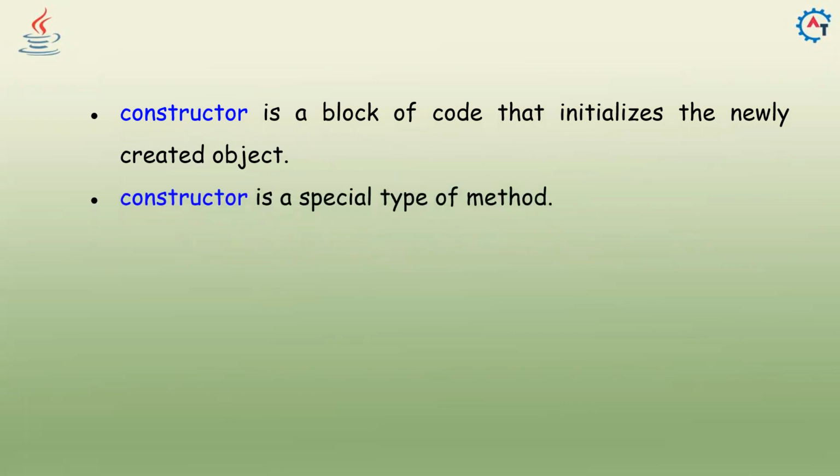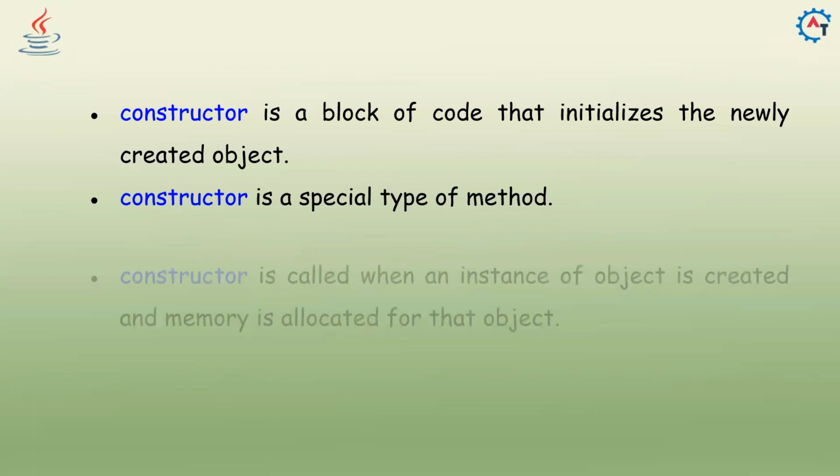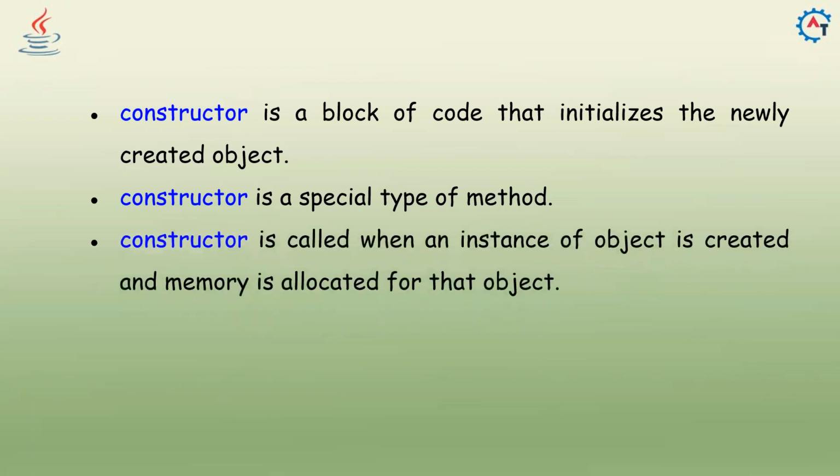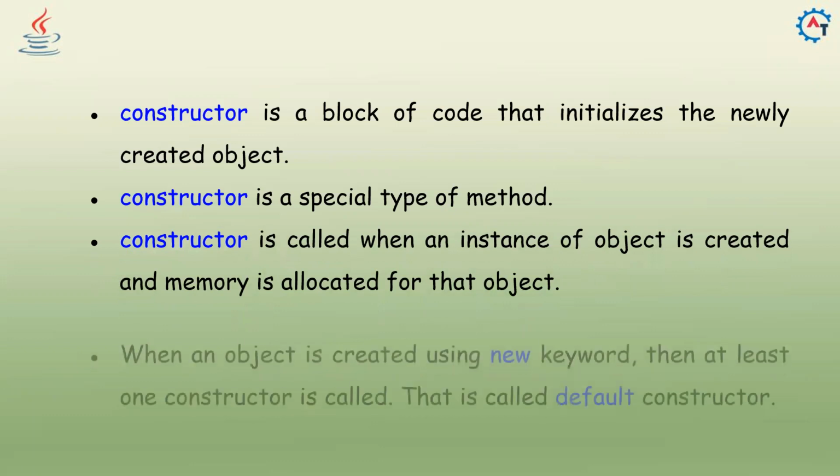It is very similar to a method, but it has some differences when you compare it with a method, which we will see. But at a high level, a constructor is also a type of method. A constructor is called when an instance of an object is created and memory is allocated for that object. To call the constructor, there is no need to call it explicitly.